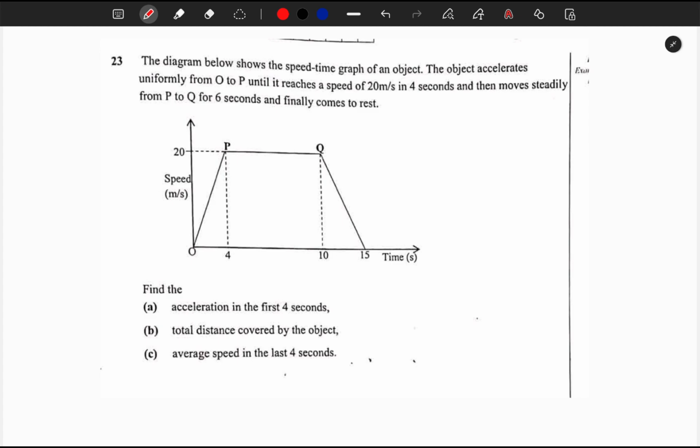Now, acceleration is defined as the rate of change of velocity with time, right? So in our case, our acceleration will be calculated as the slope. For the first 4 seconds, from 0 to 4, our slope is this line there. The object changes its speed from 0 all the way to 20, so there's a change in speed from 0 to 20. There's also a change in time from 0 to 4. The ratio of this change in velocity to this change in time is going to give you acceleration. You now understand, right?